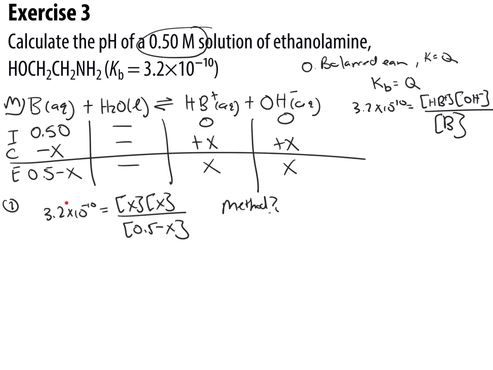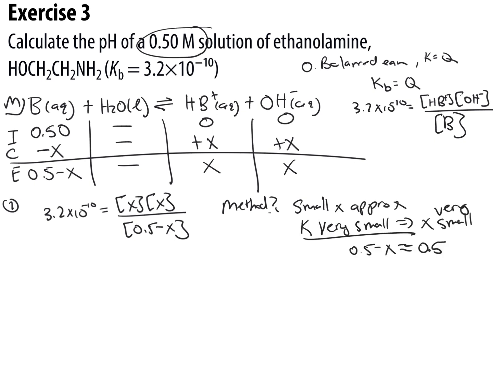Well, K is incredibly small. Remember, the smaller that K is, the more equilibrium lies towards reactants. So here we expect equilibrium to lie almost completely towards reactants. x should be very, very, very small. And so the small x approximation makes sense. So we'll approximate 0.5 minus x is approximately 0.5. When we do that, we get 3.2 times 10 to the minus 10 is approximately x squared over 0.5. Now we have simplified our math significantly. Multiply both sides by 0.5.